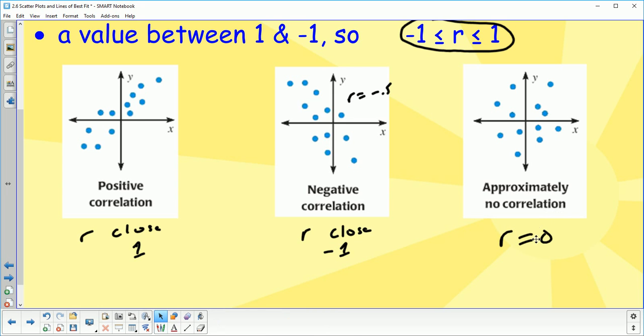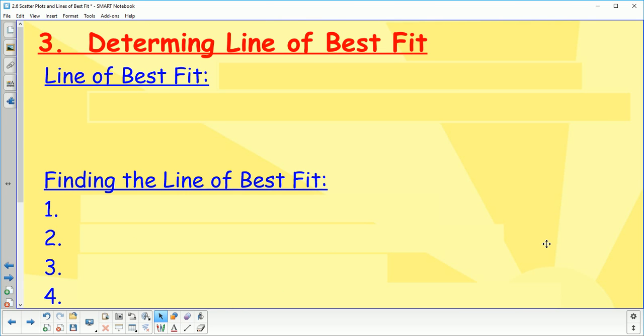So really close to 0. So this could be like 0.1, negative 0.1, but really there's no correlation, so we're going to call that r equals 0.